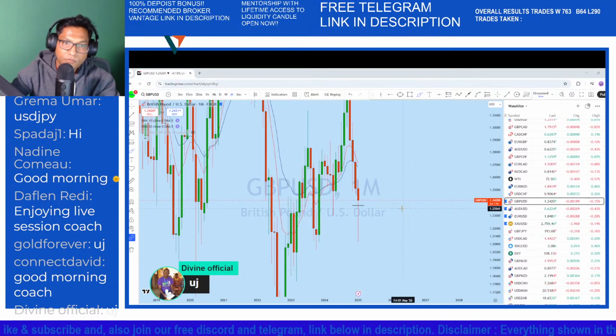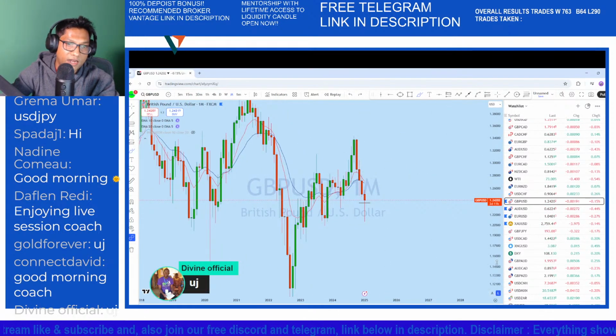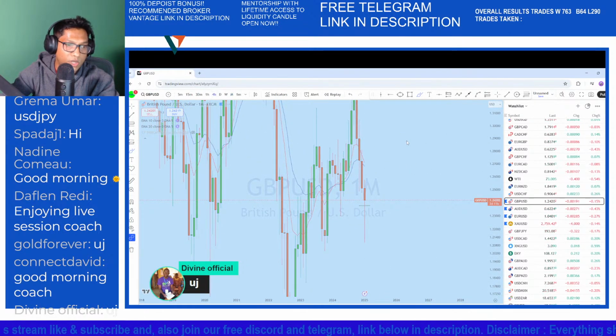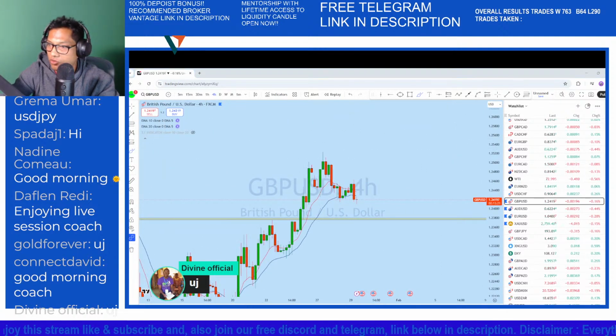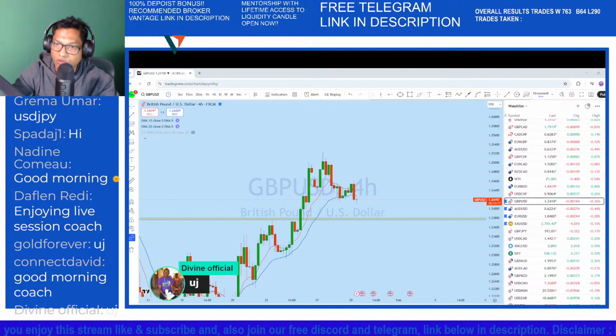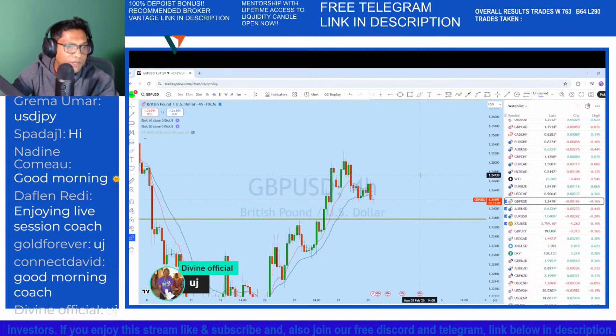So multi-time frame analysis is key to look at in a market to find out where we can find trading opportunities. So if you look at British pound US dollar here, we can see GBPUSD. Let's figure out where GBPUSD is heading, to see potential for entry.